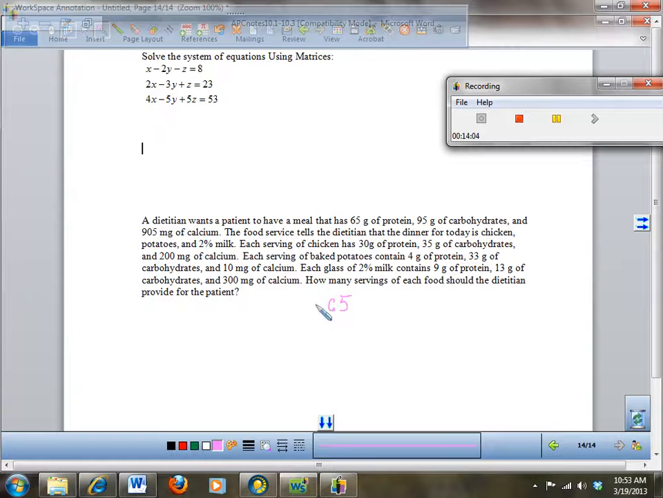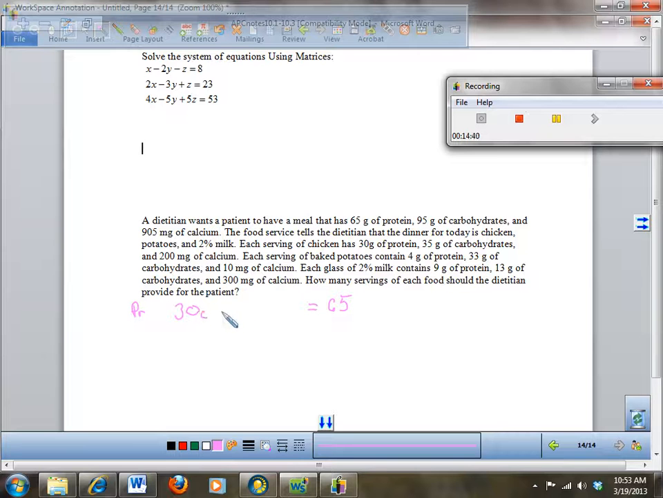So over here you have 65 for the first equation. Every serving of chicken has 30 grams of protein. We want to find the protein equation. So here's your protein equation, and for chicken you have 30 grams.